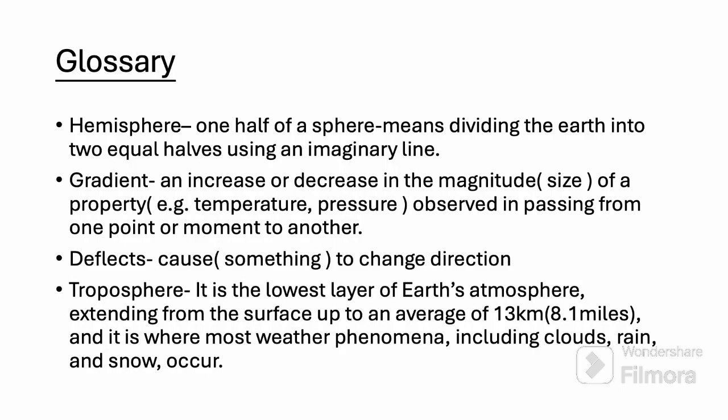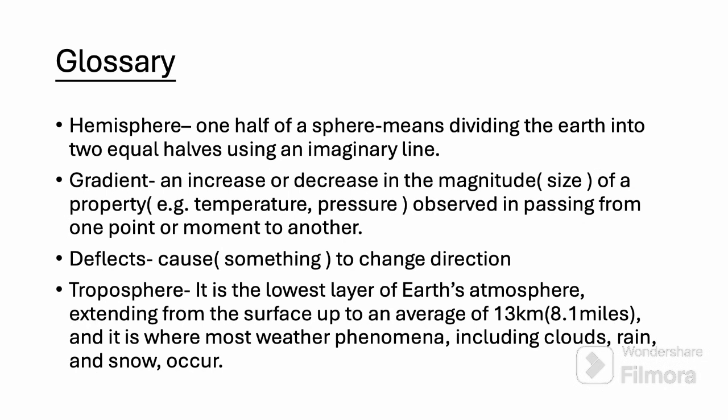Here is the glossary. A hemisphere is one half of a sphere, which means dividing the Earth into two equal halves using an imaginary line, and that imaginary line is the equator. Gradient means an increase or decrease in the magnitude, which means size, of a property, for example, temperature or pressure. It is observed in passing from one point or moment to another. Deflect means causing something to change direction.